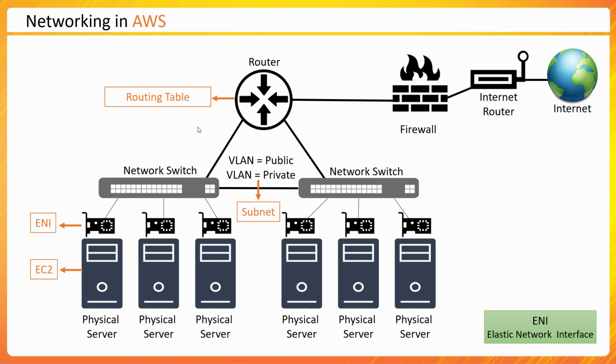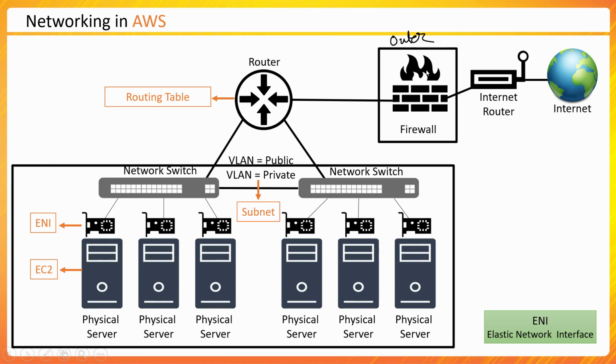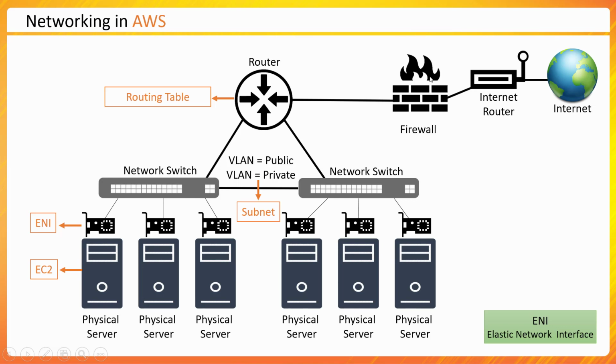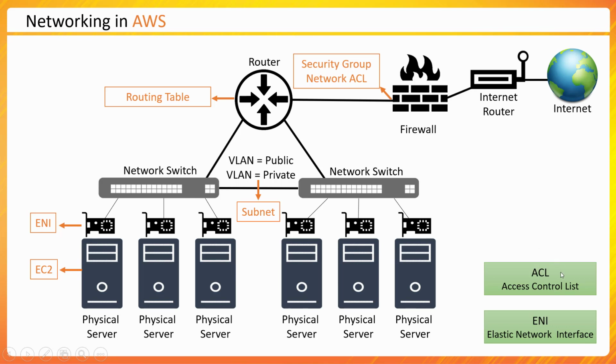Now, in the traditional world, in a physical network, your firewall is mostly on the outer perimeter or in the outer network. If you see, this one is your inner network and this one is your outer network. AWS has a different approach for firewall solution. On the network layer, we can have two types of firewall. One is called a security group. Another is called a network ACL. ACL stands for access control list.